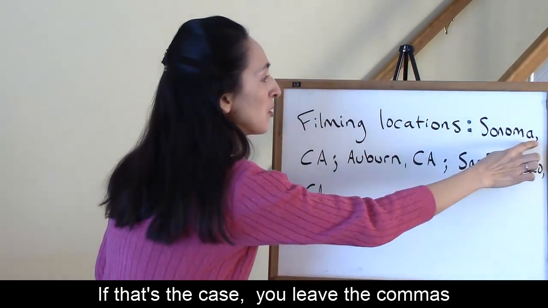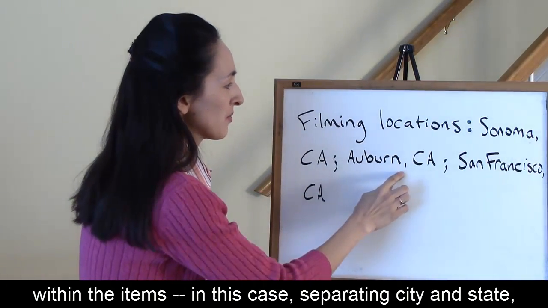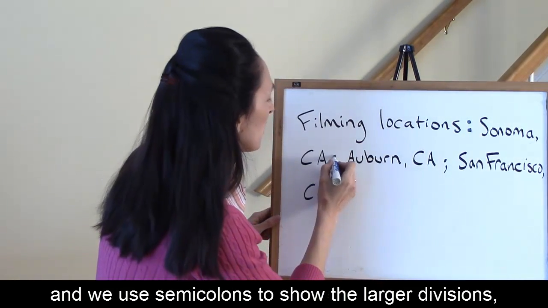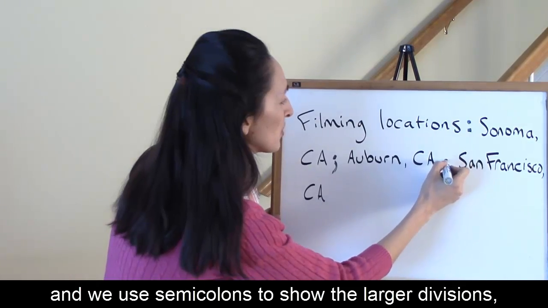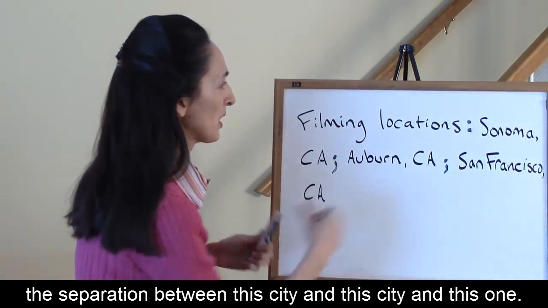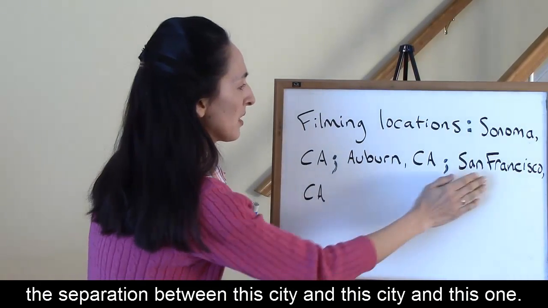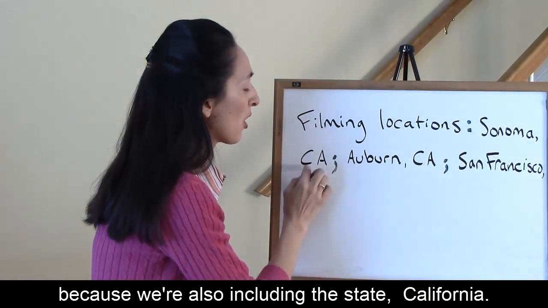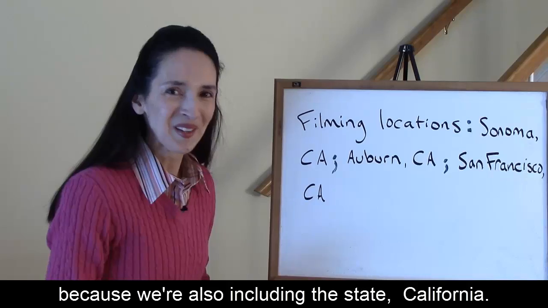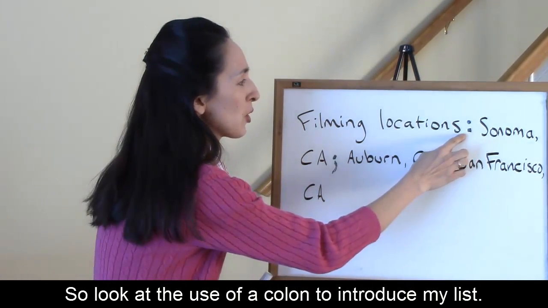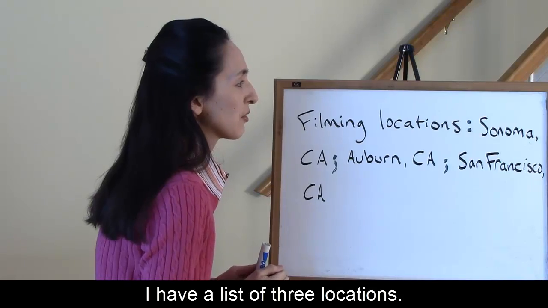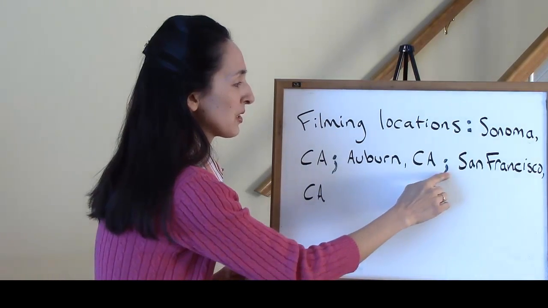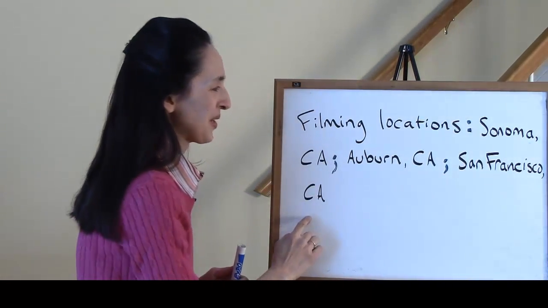If that's the case, you leave the commas within the items, in this case separating city and state, and we use semicolons to show the larger divisions, the separation between this city and this one. 3 cities separated by semicolons because we're also including the state, California. Okay? So look at the use of a colon to introduce my list. I have a list of 3 locations: Sonoma, California; Auburn, California; San Francisco, California.